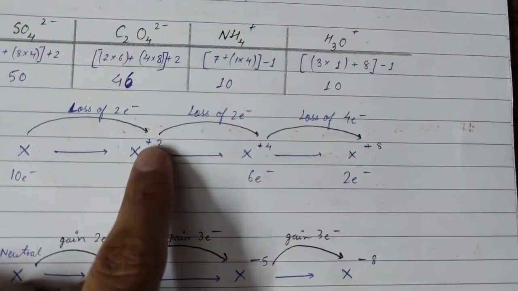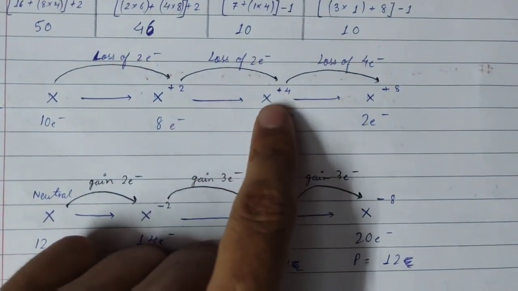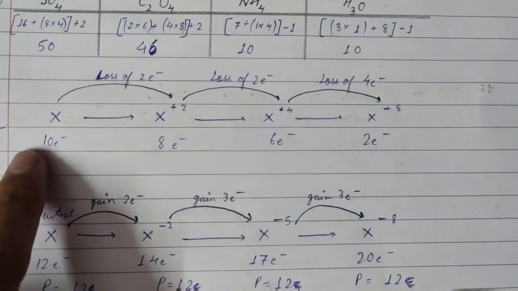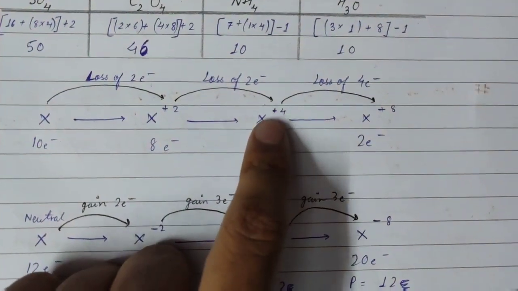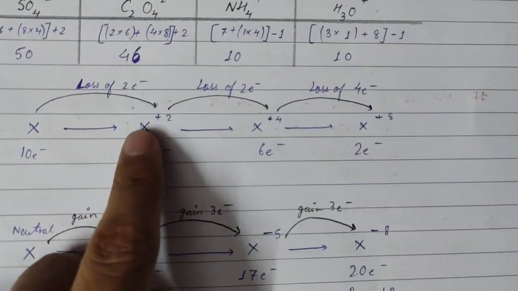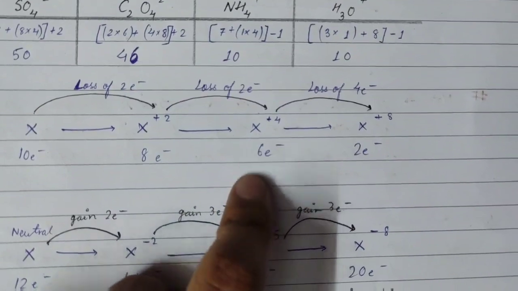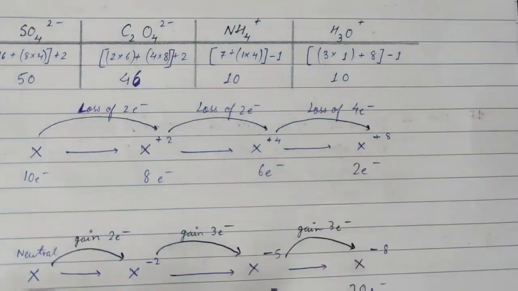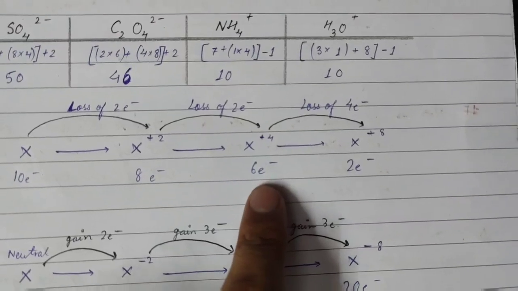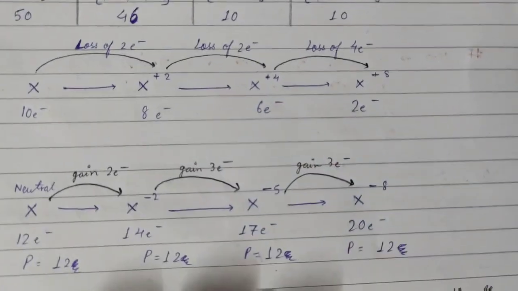Now this X plus 2 charge becomes X plus 4 charge. Now from 10 it has gone to a charge of plus 4. So it will become 6 electrons, or basically from X plus 2 it becomes X plus 4 charge. So here also there is a loss of 2 electrons. So it becomes 6 electrons. Similarly here.